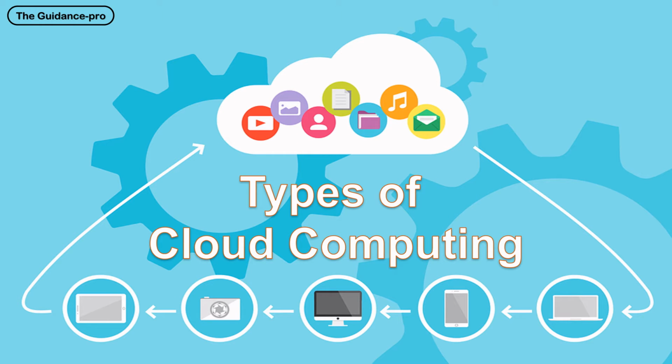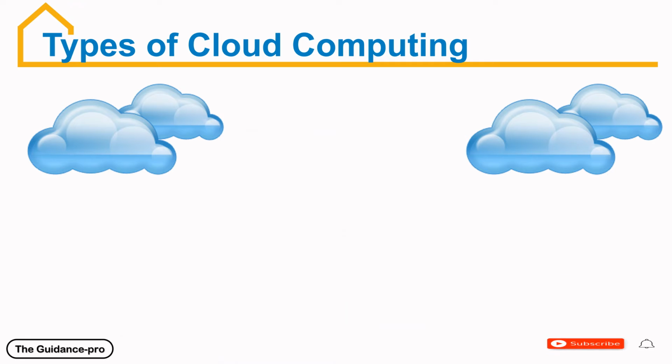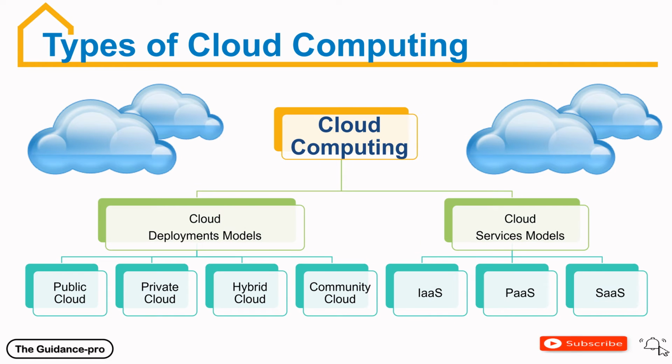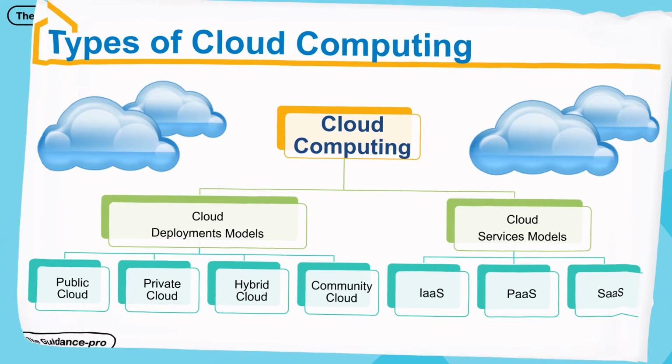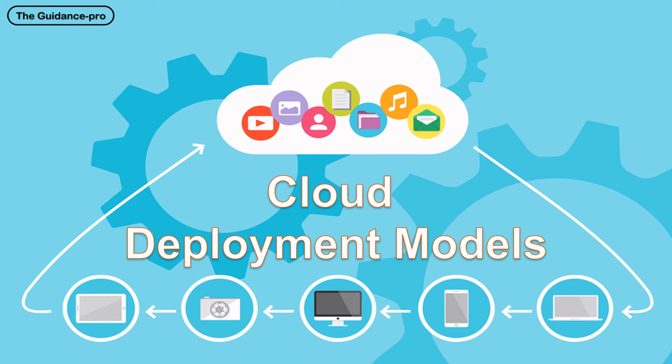Let us understand the various types of cloud computing that are offered by different cloud vendors. Cloud computing is categorized into deployment models and service models, whereas the cloud deployment models are further categorized into public cloud, private cloud, hybrid cloud, and community cloud. On the other hand, service models are divided into three. They are IaaS, PaaS, SaaS. Let us know these types in detail. Now let us understand each deployment model in detail.